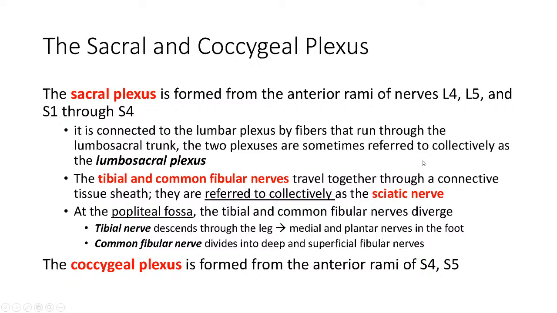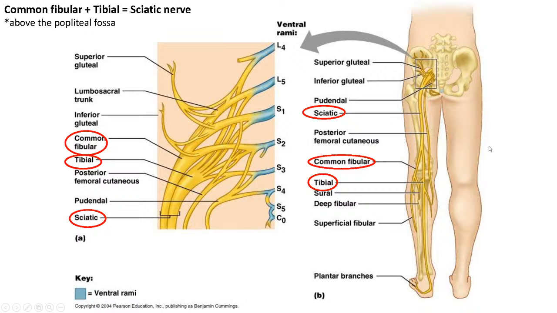Then the tibial and common fibular nerves travel together through a connective tissue sheath, and when they're together, they're collectively called the sciatic nerve. At the popliteal fossa, which is behind the knee, they're going to split into the tibial and common fibular nerves. And then the tibial nerve descends through the leg, leads to the medial and plantar nerves of the foot. The common fibular nerve divides into the deep and superficial fibular nerves. Lastly, we have the coccygeal plexus, which is formed from the anterior rami of S4 and S5.